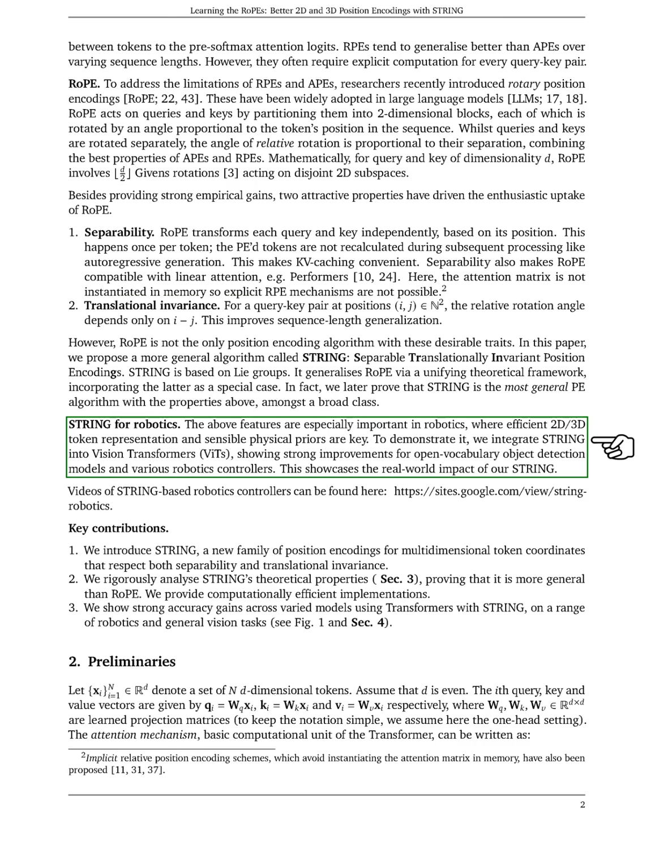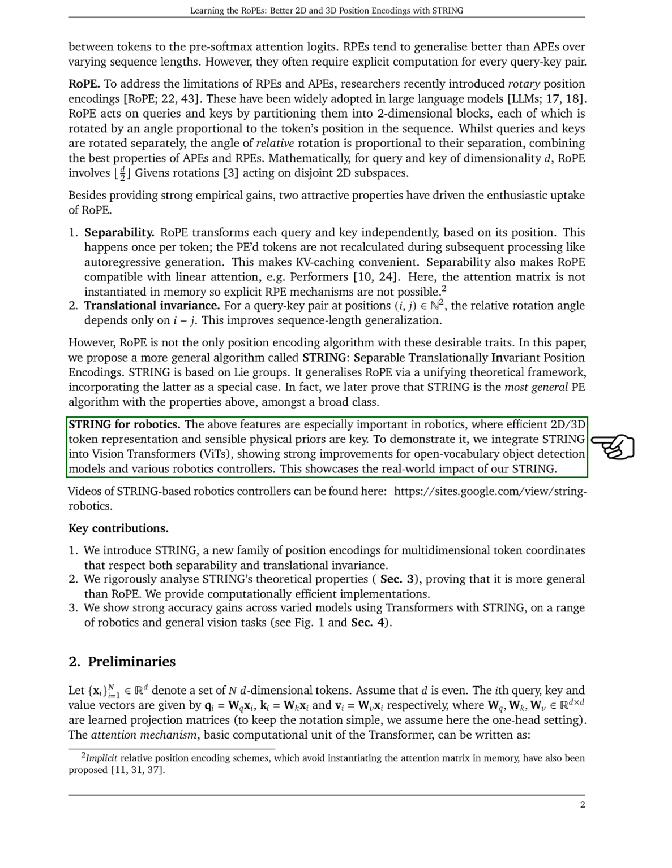Additionally, the rotation angle for a query key pair depends only on their relative positions, improving generalization across varying sequence lengths. We also introduce STRING, a more general algorithm that builds on RoPE and incorporates its features while providing a unified theoretical framework. STRING is particularly beneficial in robotics, where efficient representation of 2D and 3D tokens is essential.